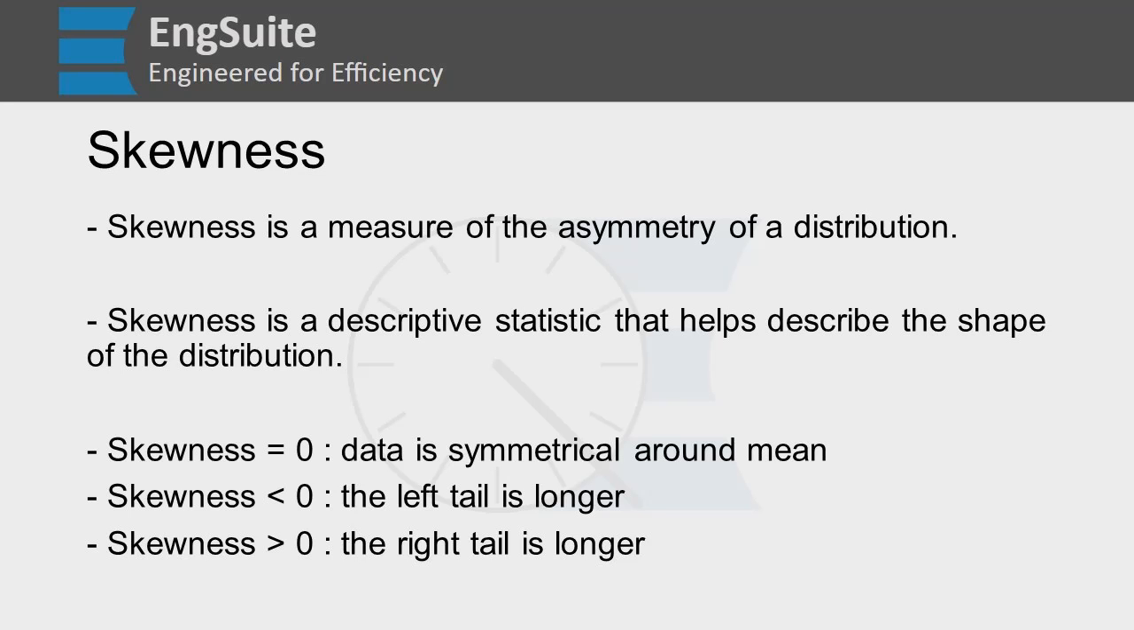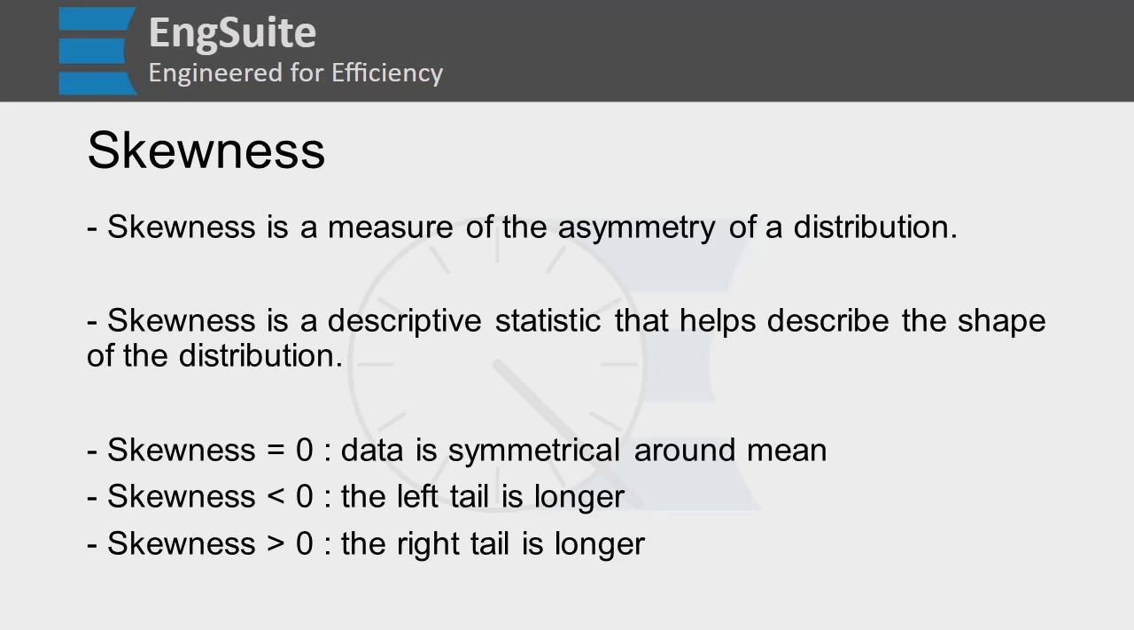So first, let's talk about skewness. Skewness is a measure of the asymmetry of a distribution. So it's really a descriptive statistic that helps describe the shape of the distribution. If you were to draw a line connecting all of your data, sorted from smallest to largest, you're going to be able to see skewness of 0. That means that the data is symmetrical. So that's like your normal distribution, very, very symmetrical.